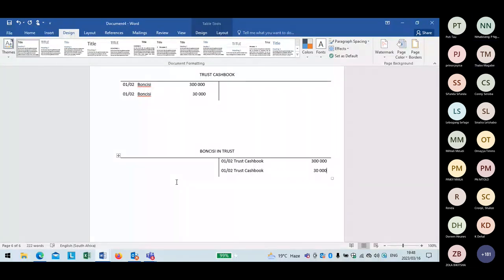Are you done? No. You've got to deposit the money in a special bank account, in the investment account. How do you record an investment? You open an investment account. Then you credit your trust account in terms of section 86, subsection 4. But before that, we credit the trust account. Yes. You credit the trust cash book. Correct.